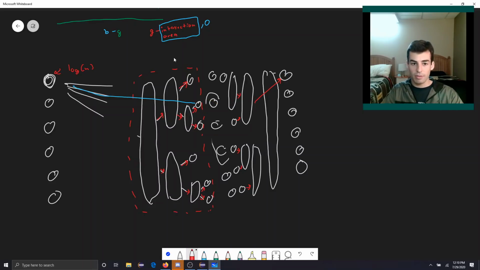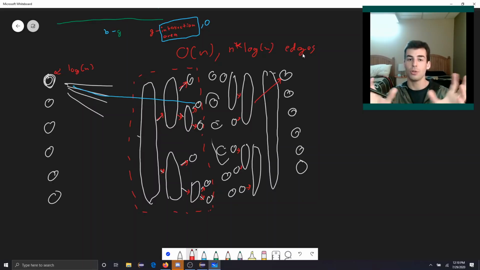So this is order n nodes here, because each segment tree has a linear number of nodes, and then you have n times log n edges. The idea is that by doing this, we can make two segment trees and add edges between two ranges of nodes that intersect. And that's what the problem is, right?